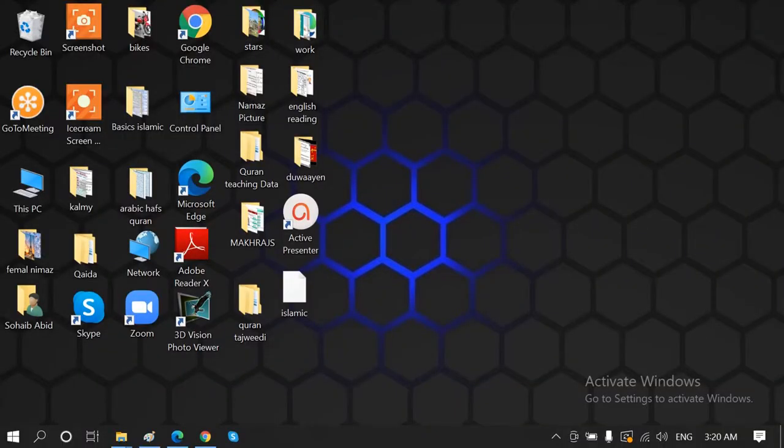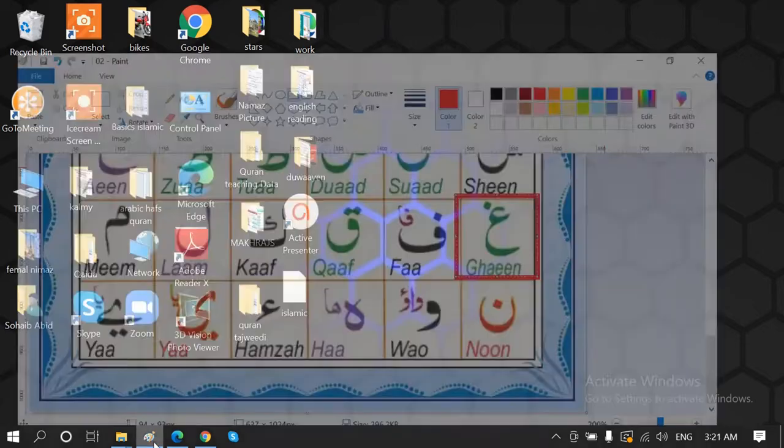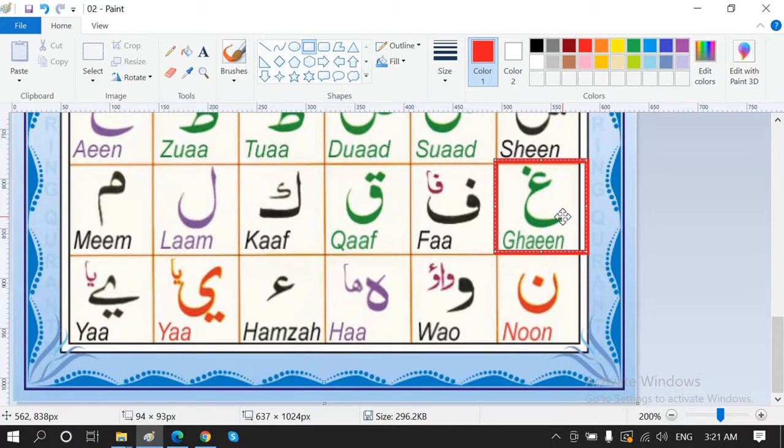Alright, this is our fourth session regarding alphabets, and our fourth session starts with the letter ghain. The sound of ghain comes out from the top part of our throat. Ghain. And one thing more, you have to keep in mind that the ghain sound should be pronounced heavily, not softly. Ghain, like this. Repeat after me. Ghain.